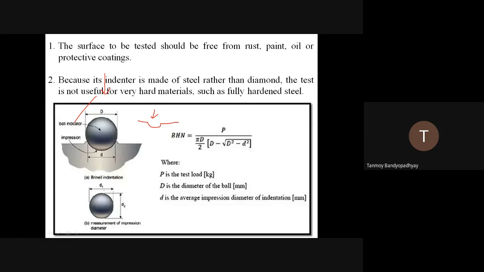Capital D is the diameter of the steel ball or the diameter of the indenter, and capital P is the test load in kg force. Generally, that's 100 kgf. So that test load will be applied. So the BHN value is given by P, capital P, divided by pi D by 2, capital D minus root over of capital D square minus small d square. So this is the expression based on which we calculate the BHN value.